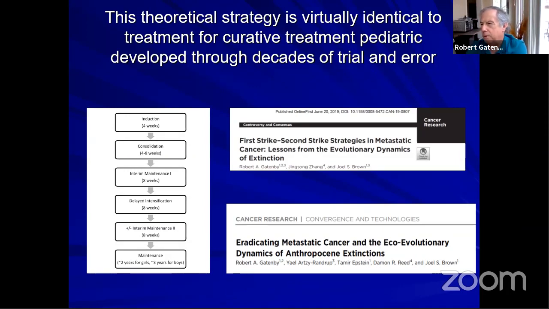And I would argue that what they're doing essentially is using dynamics from Anthropocene extinctions to cause a cure. And I believe that we can actually apply these, and the first clinical trial for this is now underway in pediatric. And a second clinical trial in prostate cancer is also about to get started.